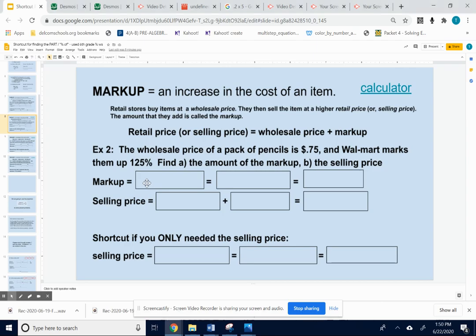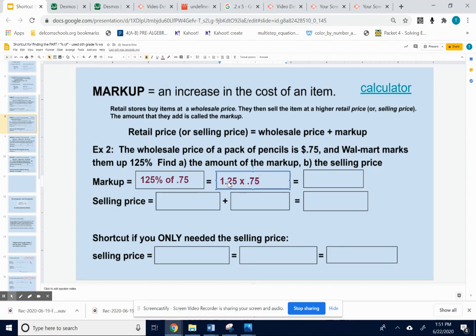The markup is going to be 125% of the 75 cents. I'm going to type that in, 125% of 75 cents. I'm going to use the shortcut: move the decimal point 2 to the left. Notice you don't get in front of all of your digits here; you end up between the 1 and the 2. So 1.25 is what you get. Of means times, and then type in 0.75.